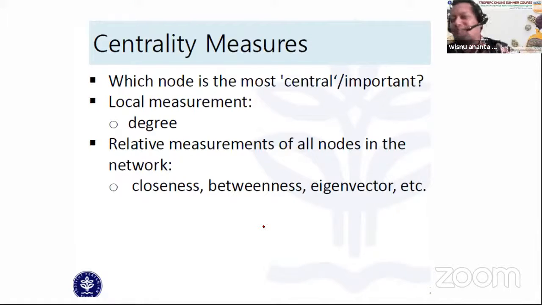Like, for example, in social media, maybe a popular singer becomes a central figure in the community. Or celebrities, for example. But in this case, we would like to know which is the most critical or important node or protein in the protein-protein interactions. So the measures are, first, local measurement, degree, and the relative measurement of all nodes in the network, for example, closeness, betweenness, and eigenvector.